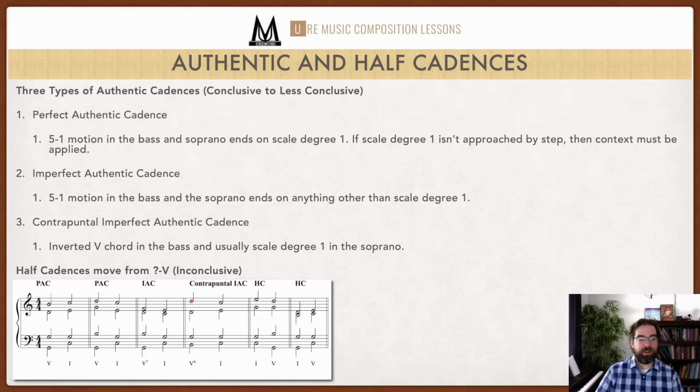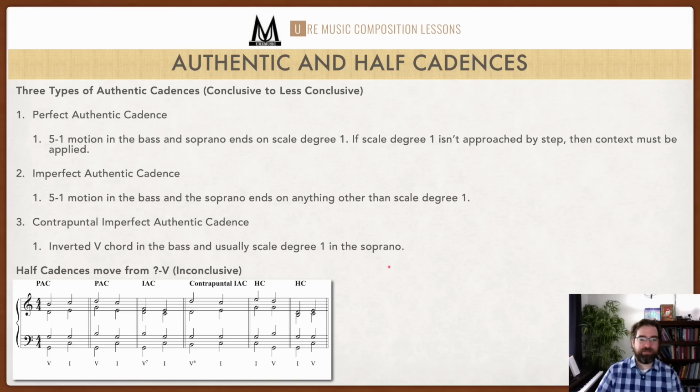Notice this one, it moves from a D to a C. That's a lot like our second measure of perfect authentic cadence. So we'd call this one a strong imperfect authentic cadence if you want to further classify this, because it has that strong motion in the soprano, even though the bass has been weakened by that inversion.